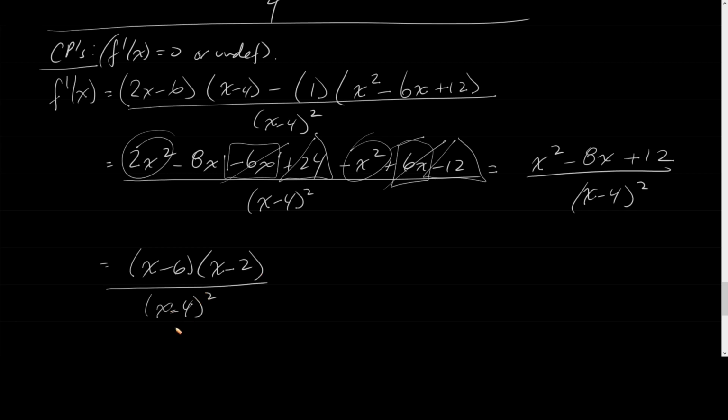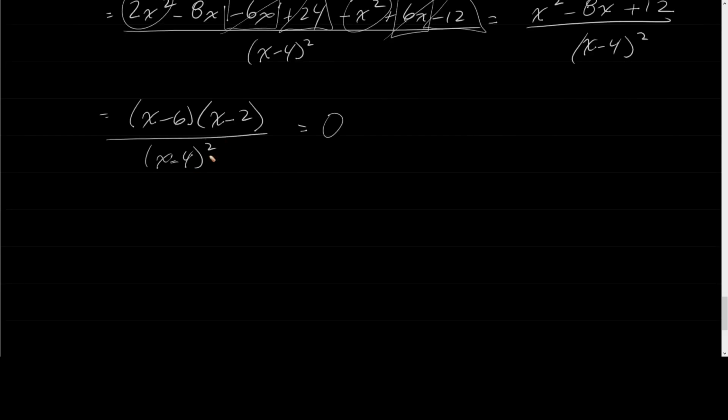And why do I care about that? I care about that because I want to set this equal to 0, right? So let's see what happens when we set that equal to 0. I get a fraction equaling 0. The only possible way for a fraction to equal 0 is if the numerator itself is equal to 0, which tells me here that either x equals 6 or x equals 2, right?